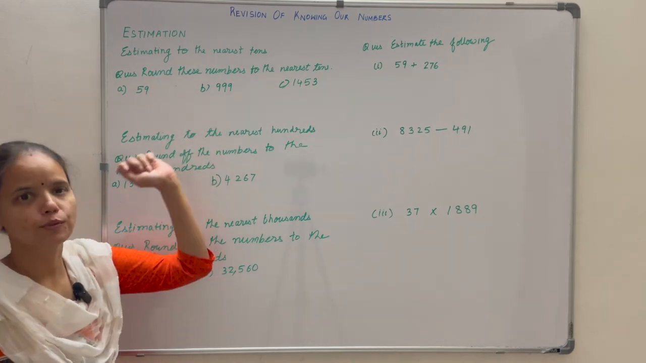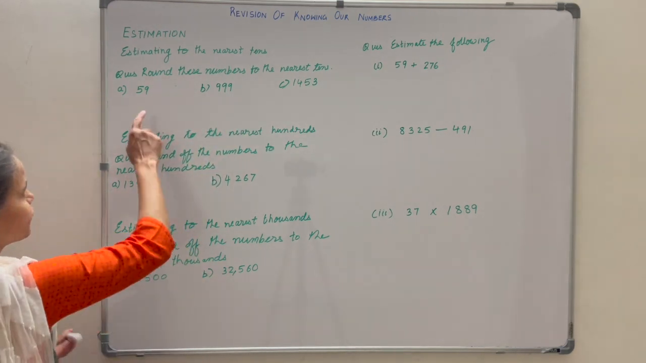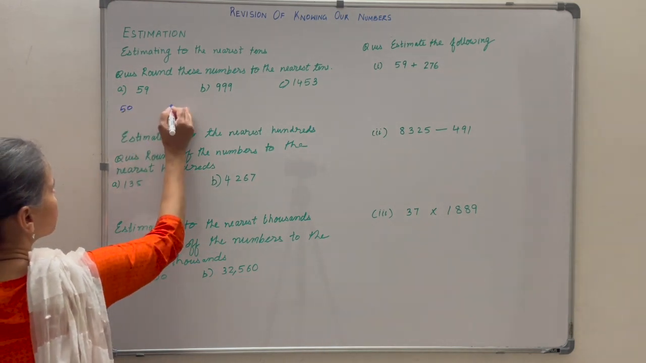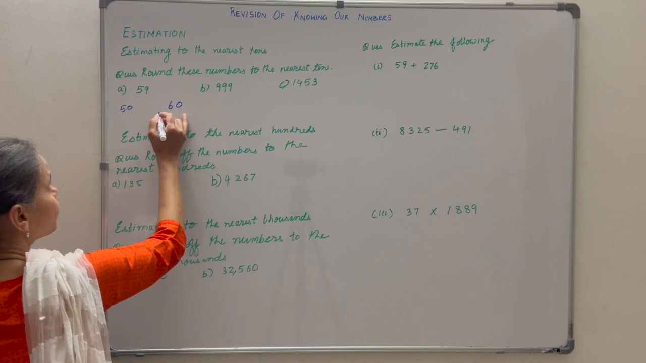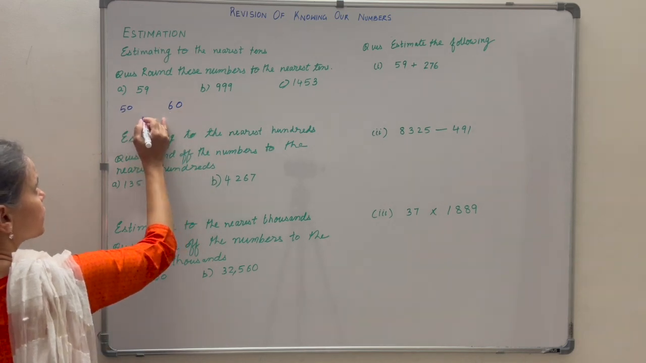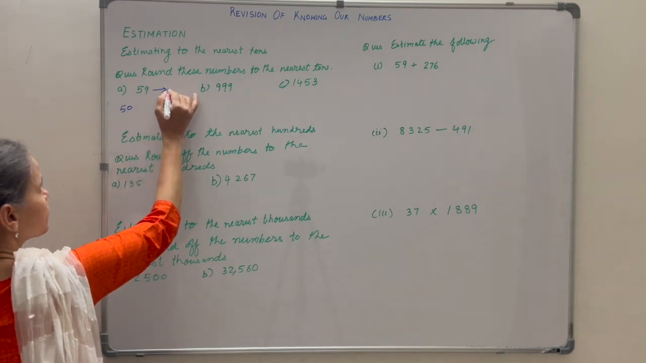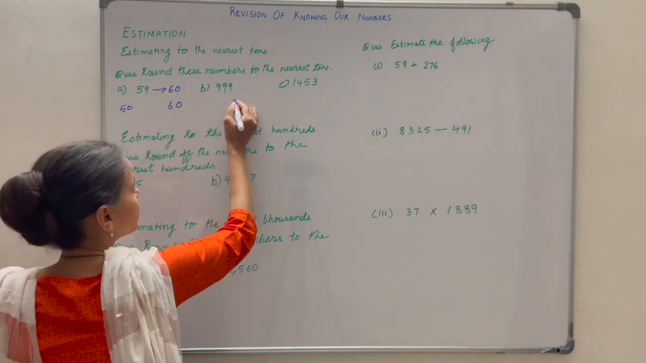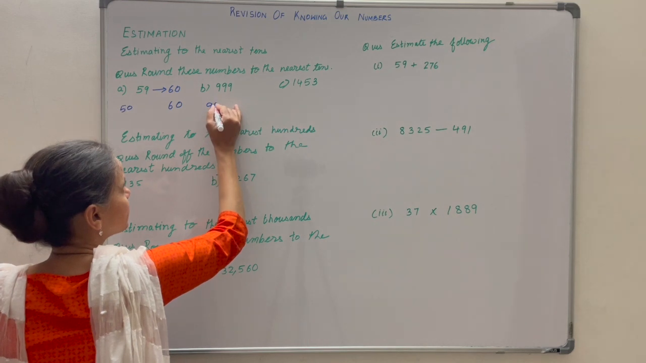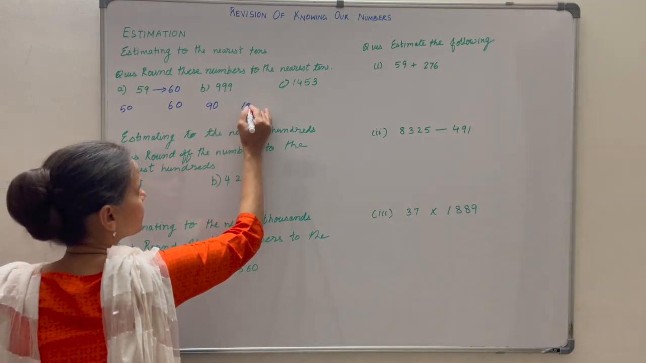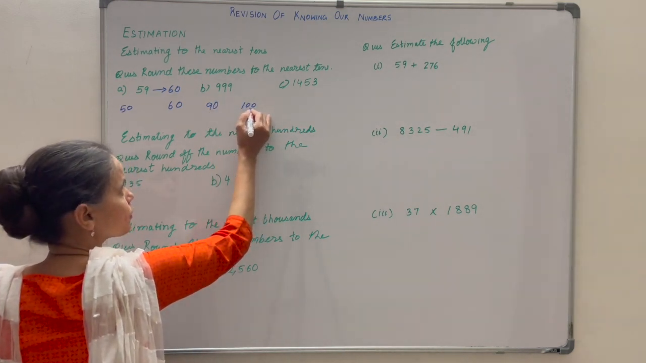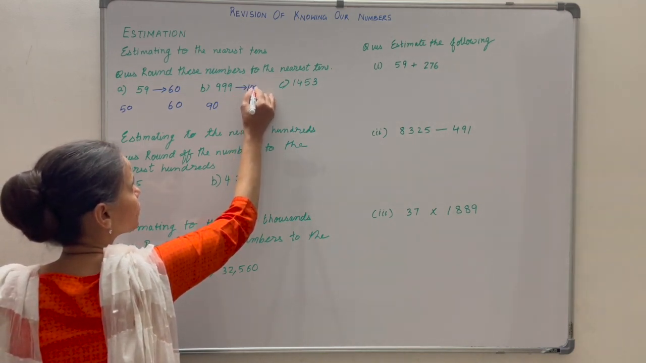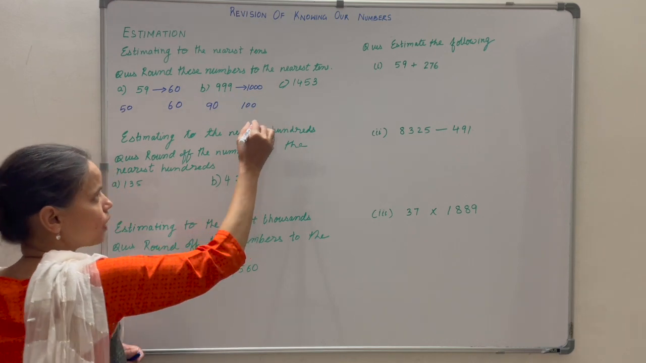Estimating to nearest tens. Round these numbers to the nearest tens. So 59. 59 lies between 50 and 60. It is more close to 60 than 50. So 59 is rounded off to 60. 999. So 99 lies between 90 and 100. It is more close to 100. So 999 is rounded off to 1000.